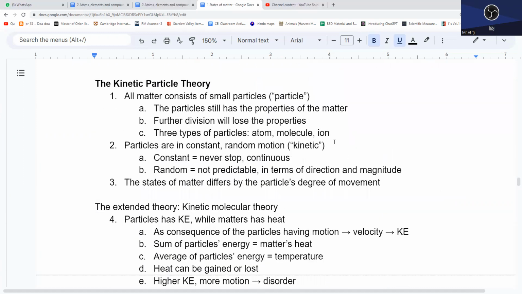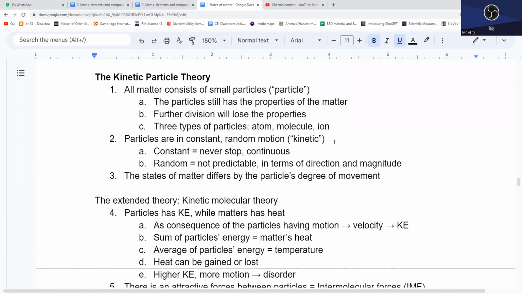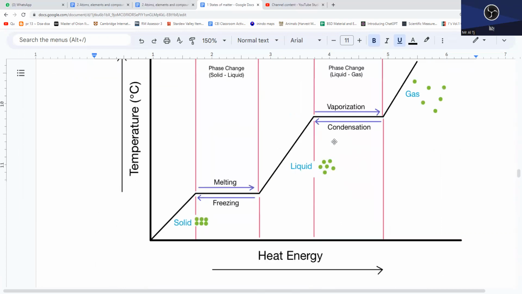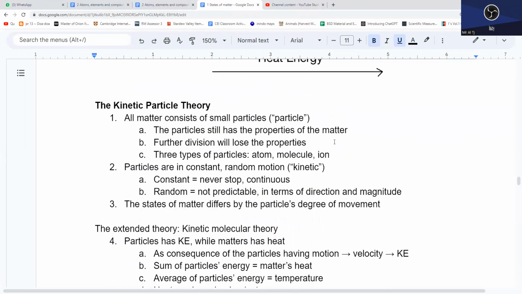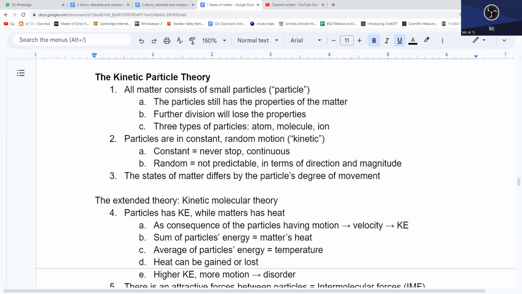So after this, we're going to talk about the next topic, and this chapter is about the kinetic particle theory. The kinetic particle theory is the one that is going to explain this curve. It starts with a simple idea. There are two parts of the theory, the particle part and the kinetic part. The particle theory says that all matter consists of small items. We call these particles.